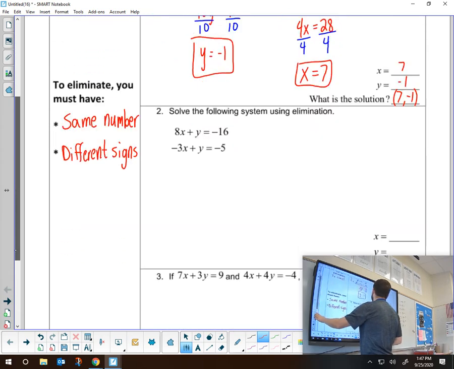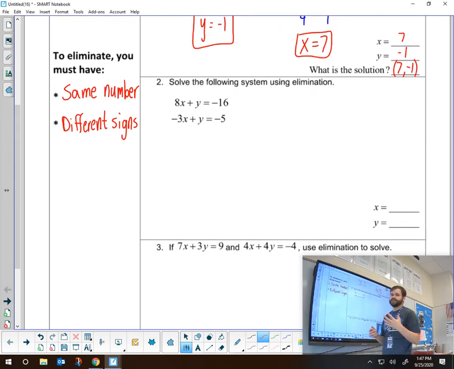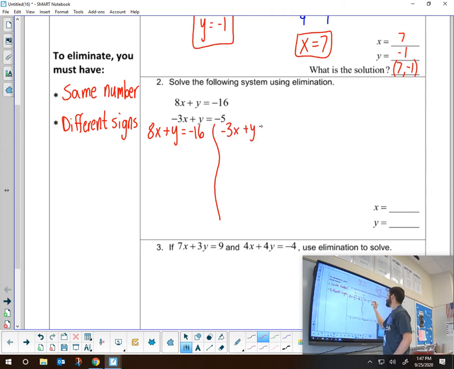Well, let's take a look at number 2. On number 2, I'm going to slow it down a little bit, and I'm going to write my two equations out beside each other to start. So I'm going to write 8x plus y equals negative 16 on one side. And on the other side, I'm going to write negative 3x plus y equals negative 5. So to solve this, we want to cancel them out. And so we're going to look for two that are pretty similar. Well, I see y and y. They both are just one y. But remember, we don't need just the same number. We need the same number and different signs.